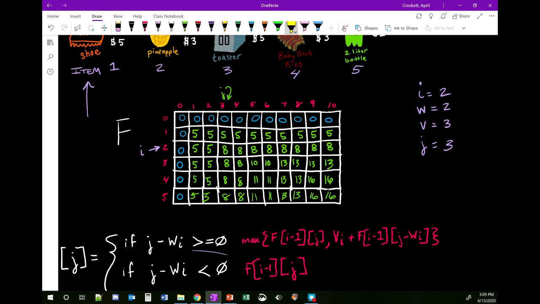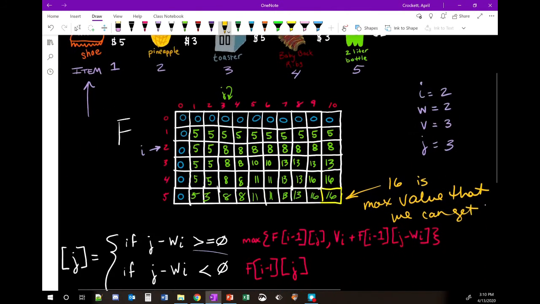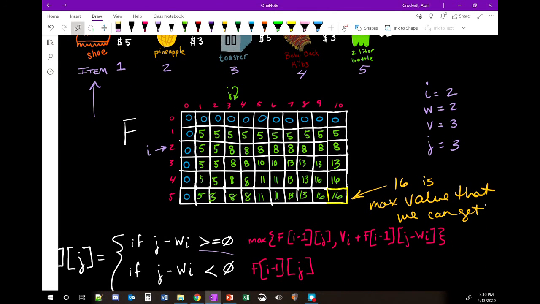And so what is the answer? It is in this very last cell, which is 16. So what does that mean? That means that 16 is the maximum value that we can get with these items in this backpack. So what this algorithm finds out is what's the maximum value. It doesn't find out for us which items are actually included, so just the maximum value.